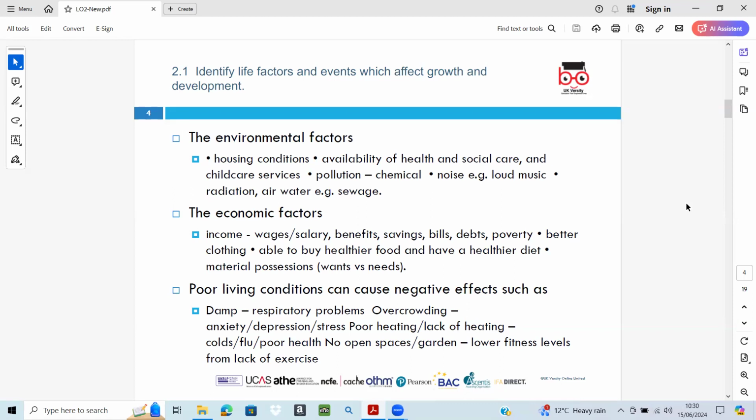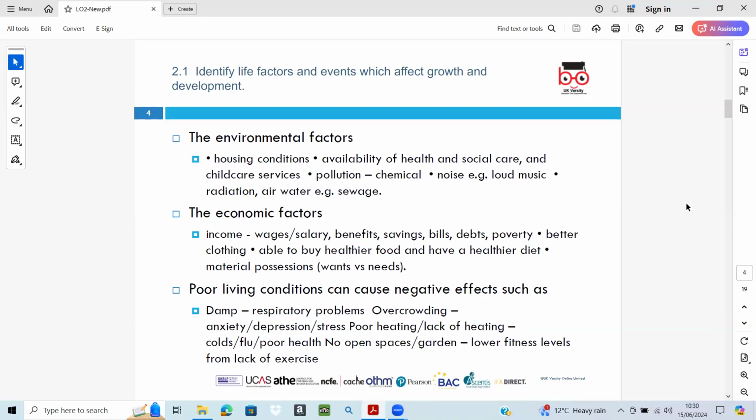Then for noise pollution, we can say that constant exposure to loud noise, such as loud music or traffic, can cause stress and hearing problems. Then we have radiation pollution. Exposure to high levels of radiation can have severe health consequences, and it will include an increased risk of cancer, we can say.